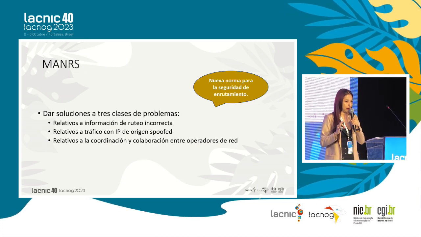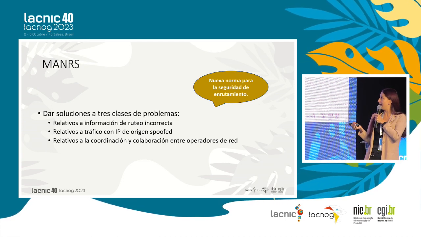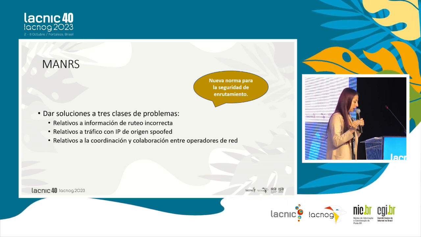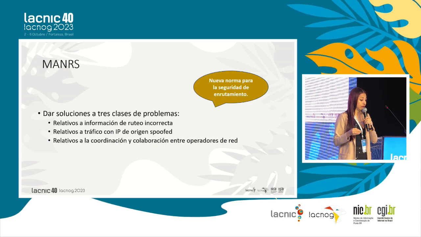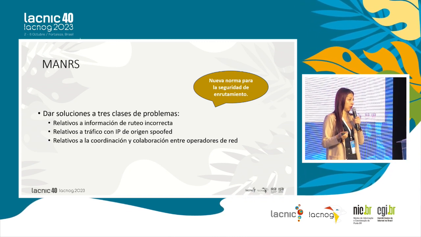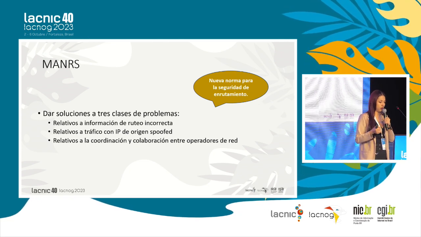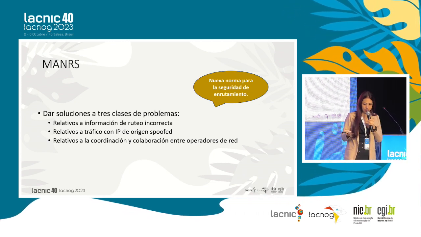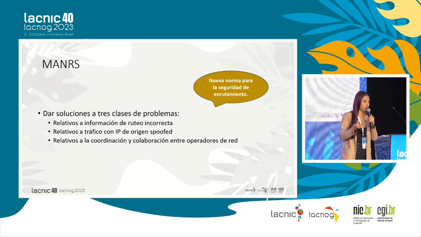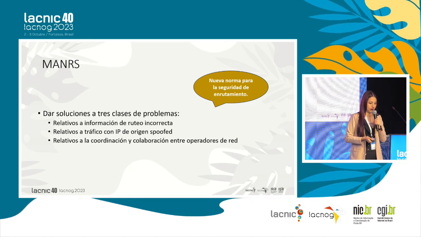Now, specifically, this is created to find solutions to three problems that we have regarding global routing. First, to protect ourselves from problems involving incorrect routing information that we are receiving and that generates problems in terms of routing. Other solutions regard IP traffic with a spoofed origin, with malicious intentions, which might have to do with hijacking problems. And then also coordination and collaboration between network operators, so that we can communicate rapidly in order to respond to these incidents and find solutions quickly.